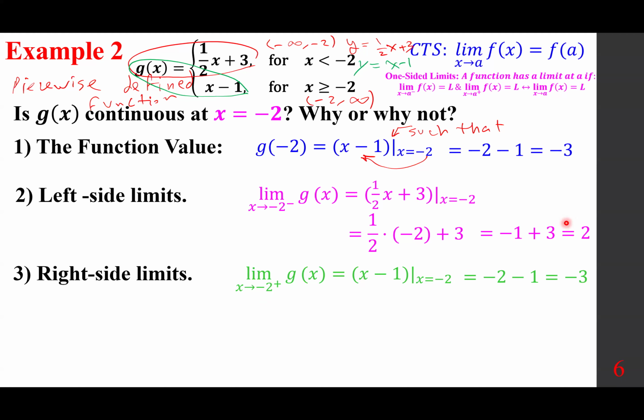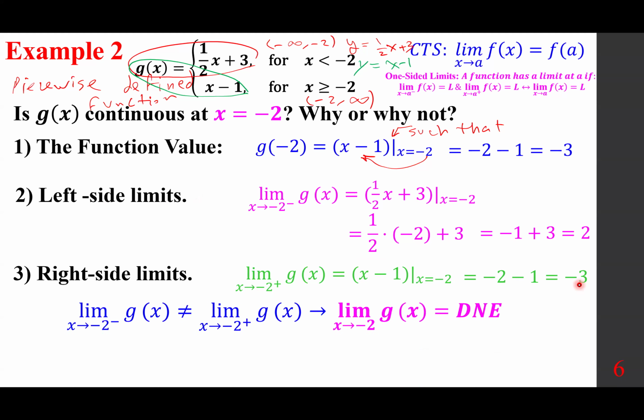The left side limit is 2. The right side limit is -3. That makes it such that the limit does not exist. Since the limit of g of x as x approaches -2 from the left is not equal to the limit of g of x as x approaches -2 from the right, therefore, the limit of g of x as x approaches -2 does not exist. And therefore, the function is not continuous at x equals -2.